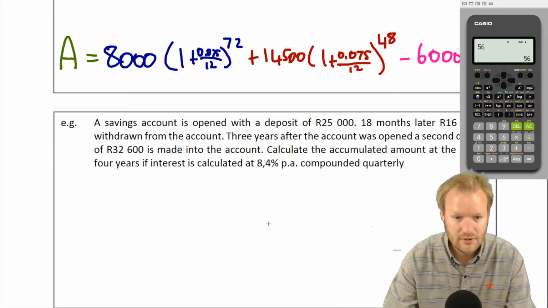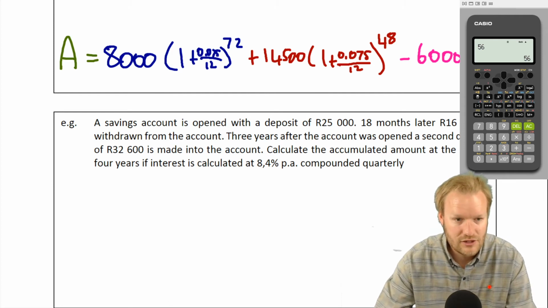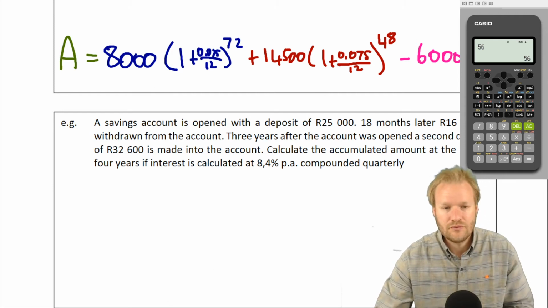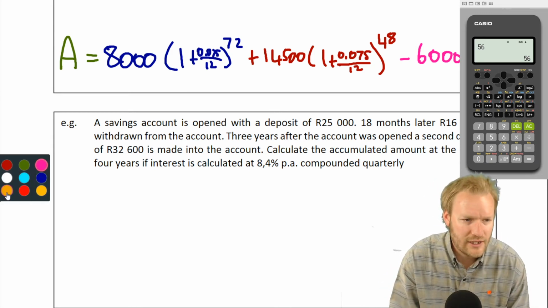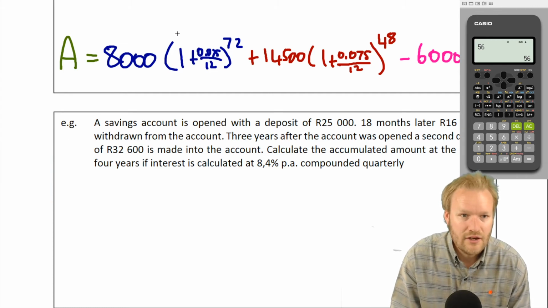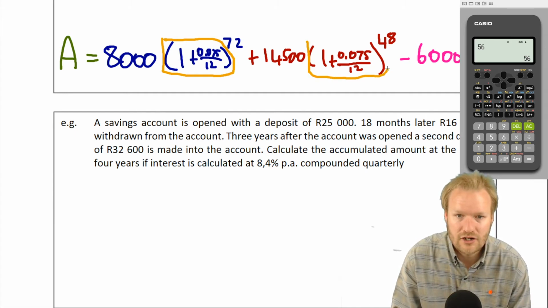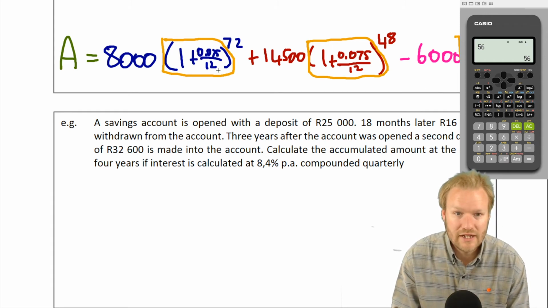Hopefully that's come up. And on our calculator, do you notice that in our equation, this bit in the brackets is always the same? 1 plus 0.075 over 12. So let's put that into our calculator.